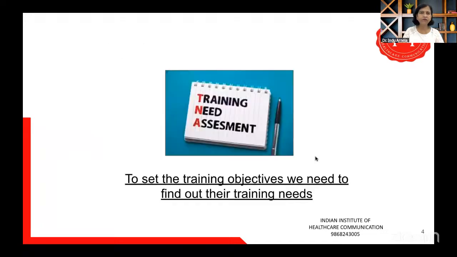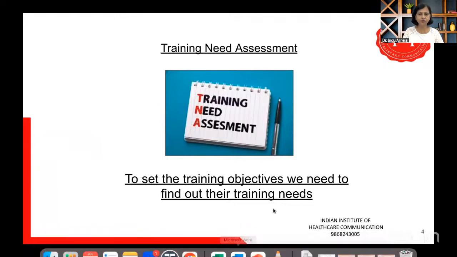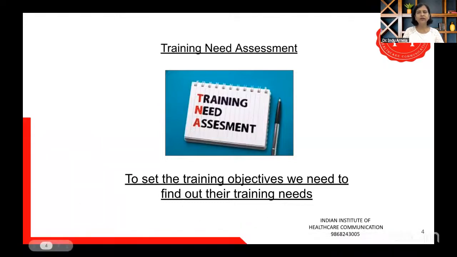And like many of you said, first of all, we need to set the training objectives. And for that, we need to do training need assessment. So what are the different ways you use to do training need assessment? Write in the chat box. What are the different ways you use to do the training need assessment?